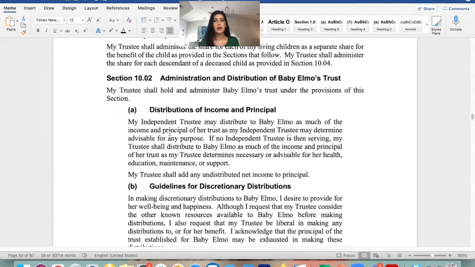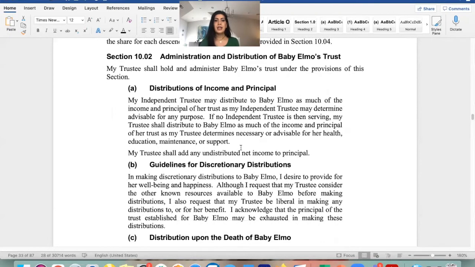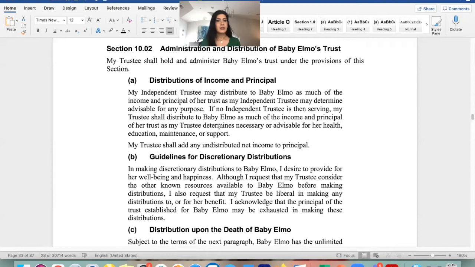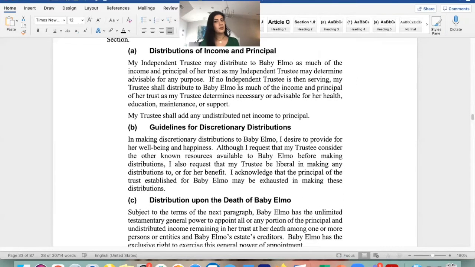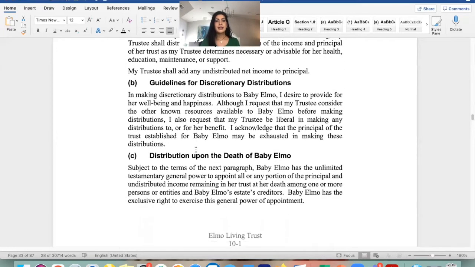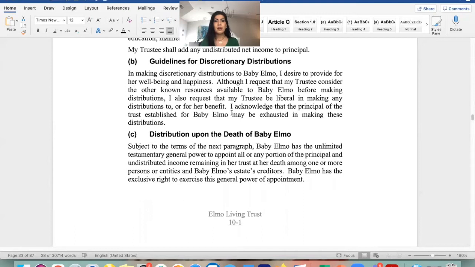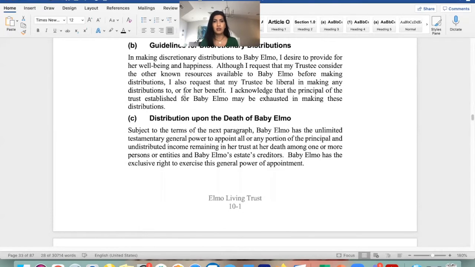It's making it clear that whoever baby Elmo's trustee is, so maybe it's Big Bird, maybe it's Oscar the Grouch, or maybe by the time baby Elmo inherits, baby Elmo is the trustee, as much income or principal as is needed for baby Elmo's trust can be used. It's meant to be used for health, education, maintenance, or support, and it's making it clear that you are desiring that baby Elmo's well-being and happiness is preserved and provided for, but you also want to make sure that the trustee considers other known resources before making these distributions.